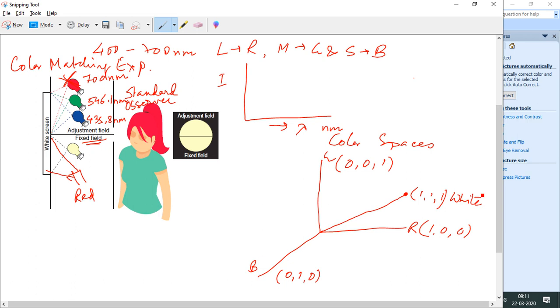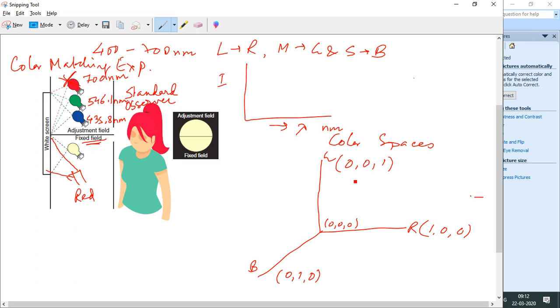Now similarly, we can obtain any point in this 3D space, which will be some combination of R, G and B. So we can draw vectors starting from the origin, this is the (0, 0, 0) origin. We can draw any vector in this 3D space that would represent some combination of red, green and blue.